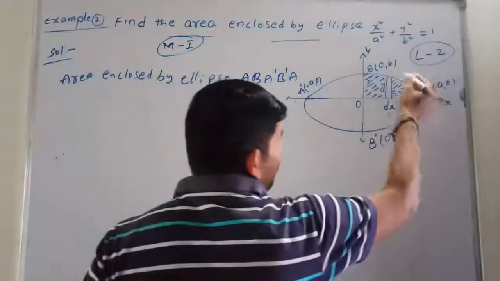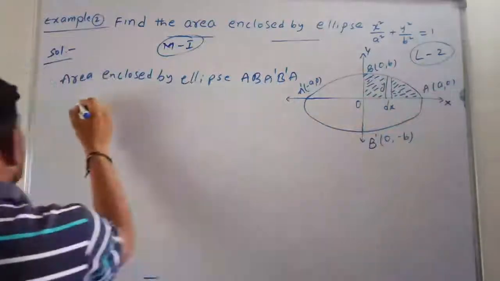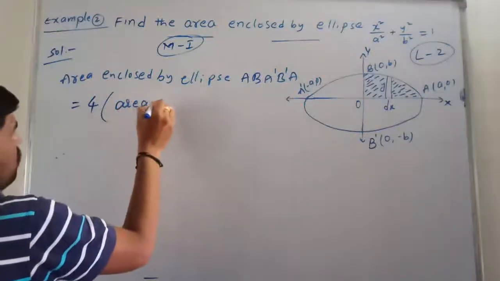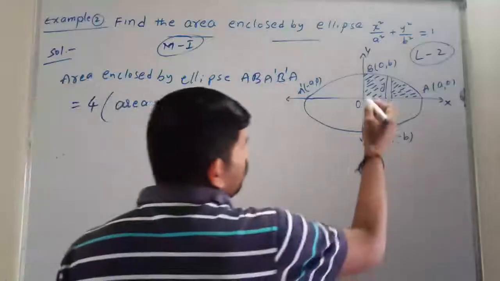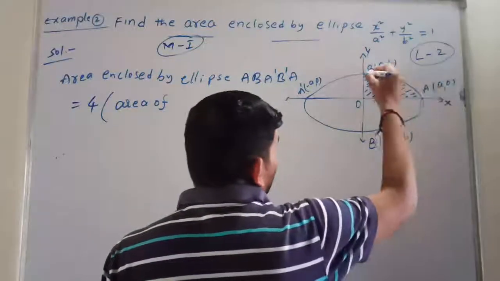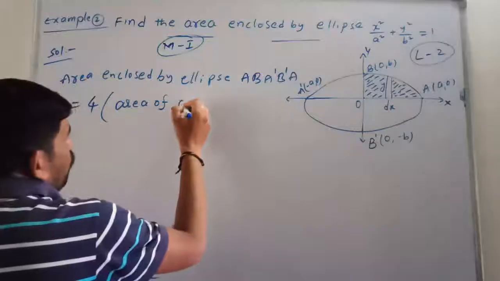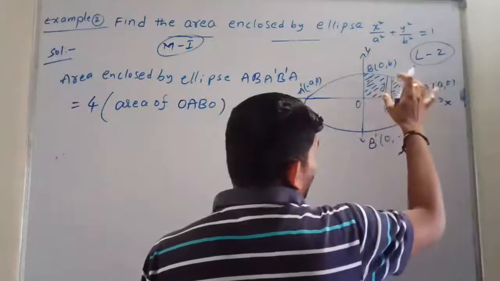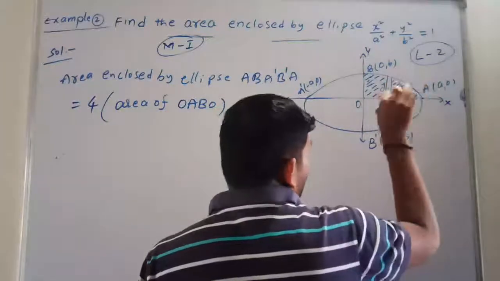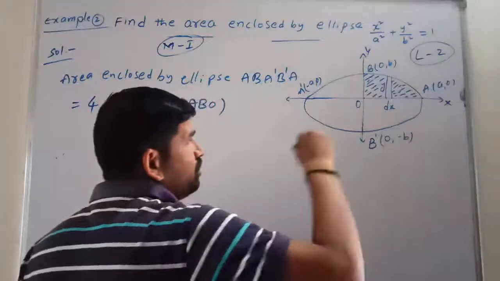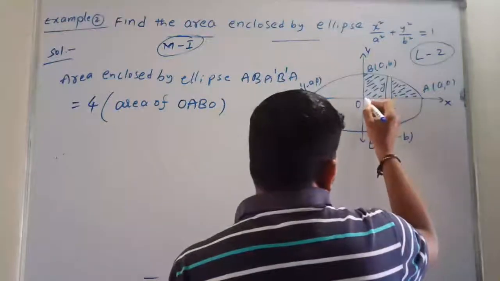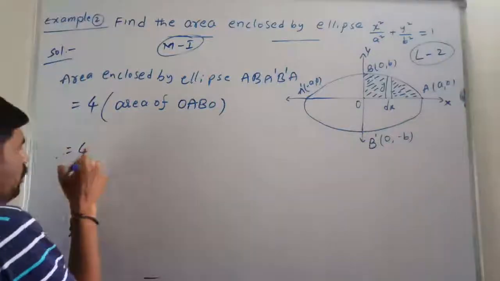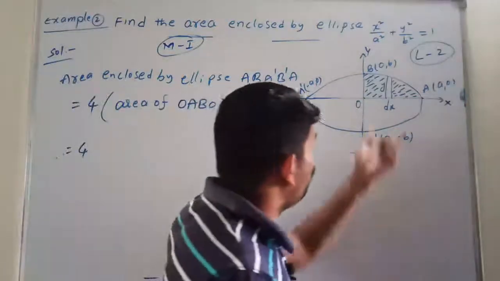See students, we are finding the area of this total ellipse, which is equal to, simply we can write, 4 into the area of O, A, B, O. Once again, we are finding the area only in the first quadrant, students. We are multiplying with 4 so that all the parts cover the enclosed area of the ellipse. So now observe, 4 into the area of only this part.